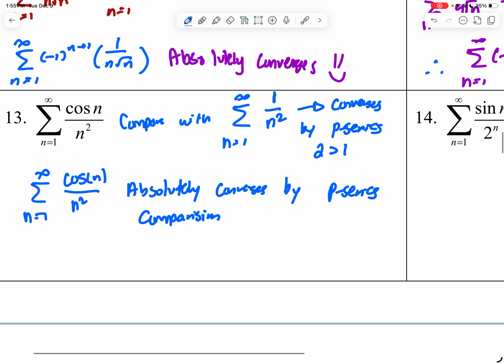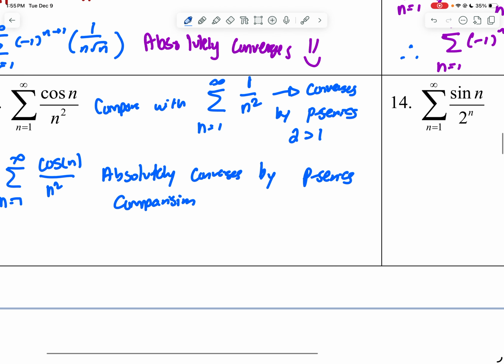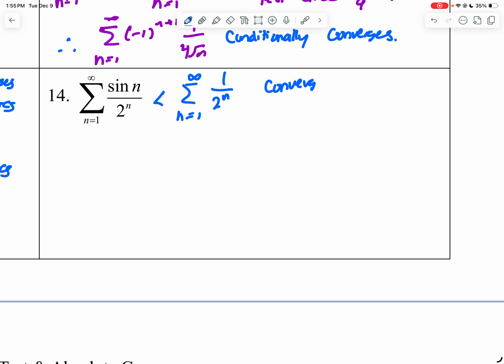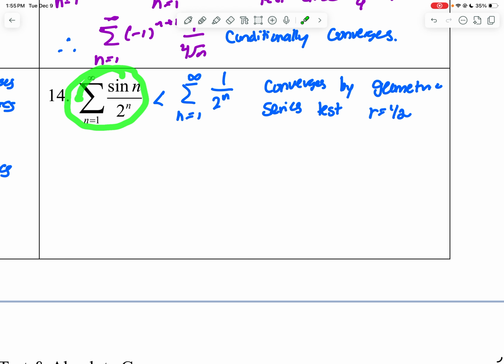Same thing with number 14 here. I'm going to compare this with 1 over 2 to the n. And this right here converges by geometric series test, with r being 1/2. Which means that this right here, my original series, converges by comparison.